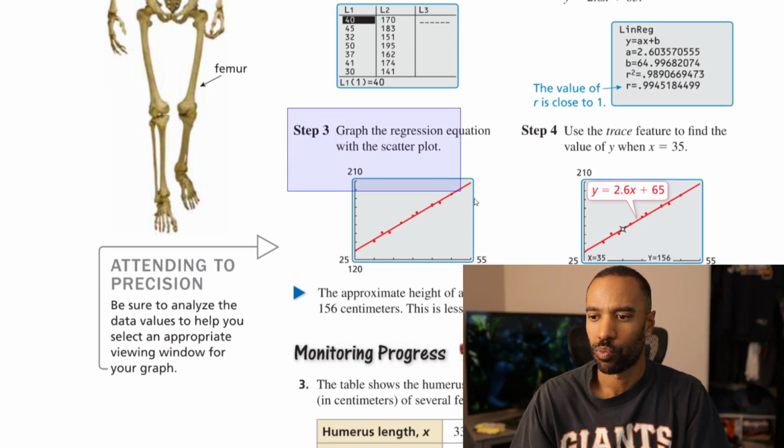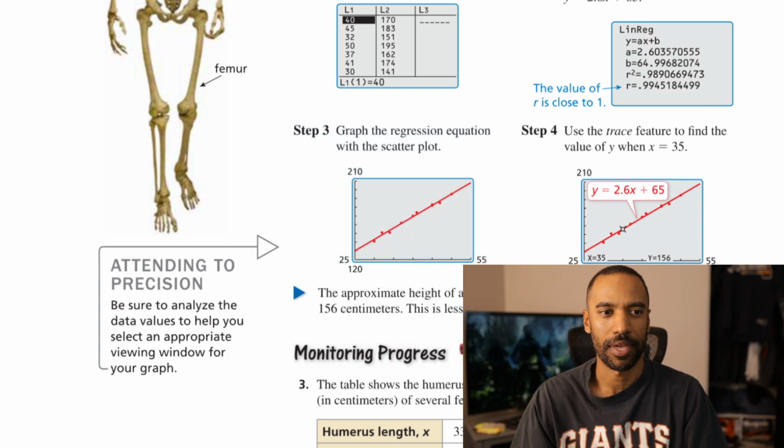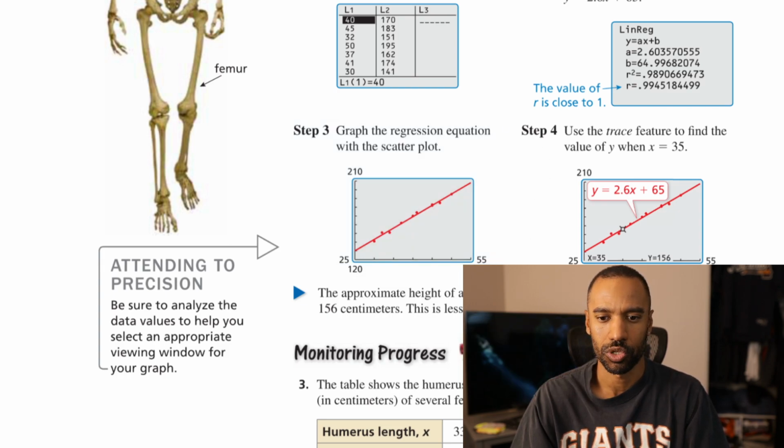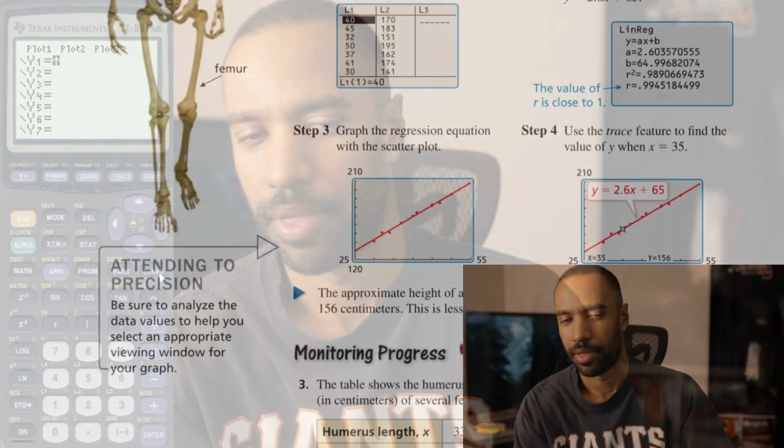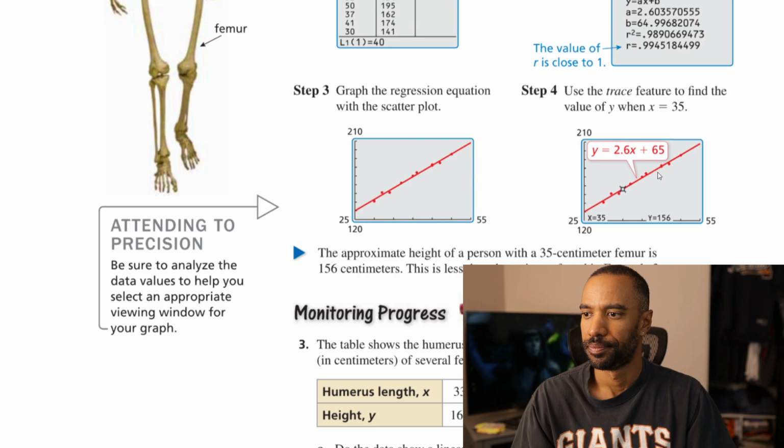They graph it as well. You'd have to then type that equation in. I don't think there's a way to just copy paste that thing. So you would actually have to go to y equals and type your 2.6x, like that kind of thing there. And then, let me clear that out. And then from there, you have your points on a scatter plot as well.